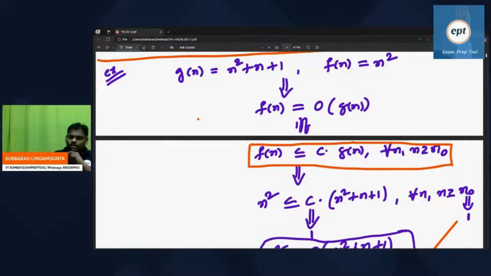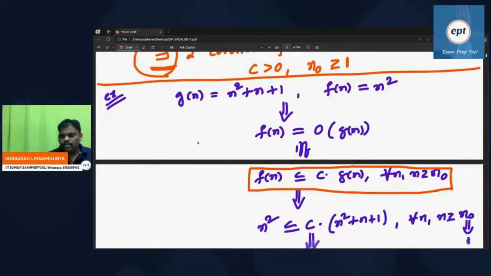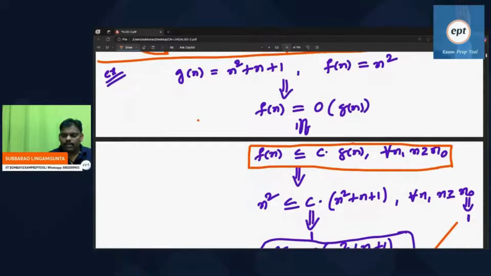Yes, there may be. That is the reason, Sunny, if you observe clearly, there exist two constants C and n0 where this condition holds good. There exist; it is not for all. You can take anything. Nice question. There exist means there may be so many pairs.